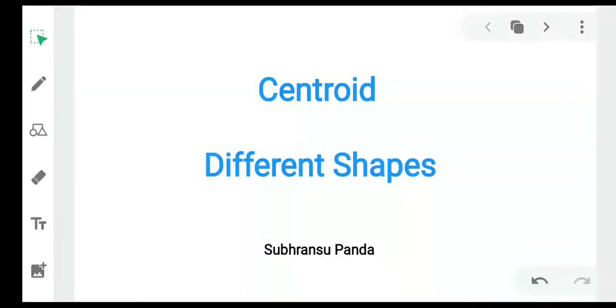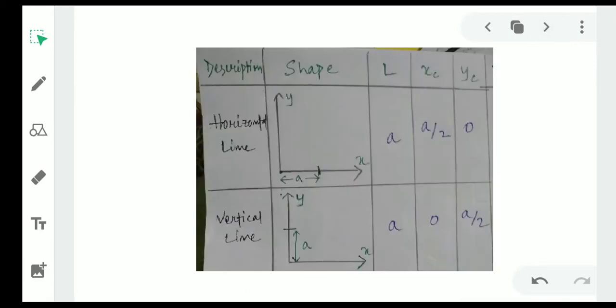Hello everyone, in this video we are going to see the centroid of different shapes. So let's start the video.